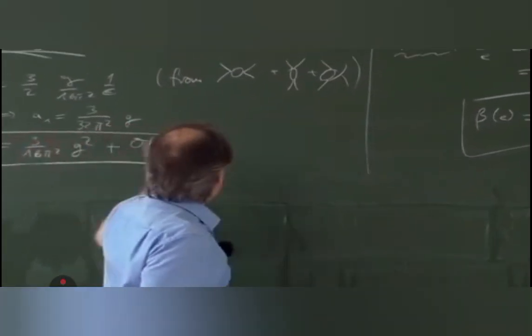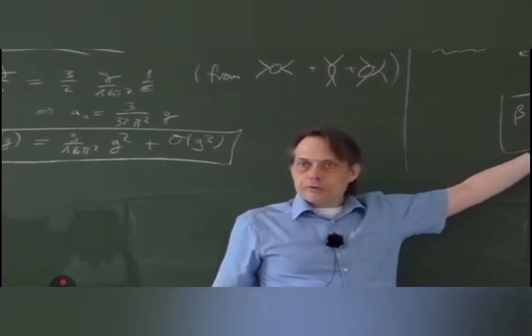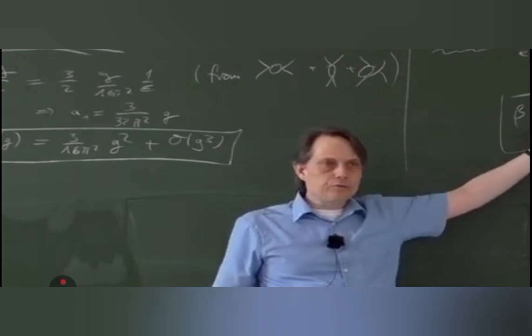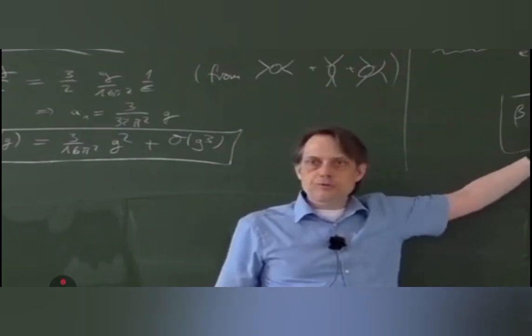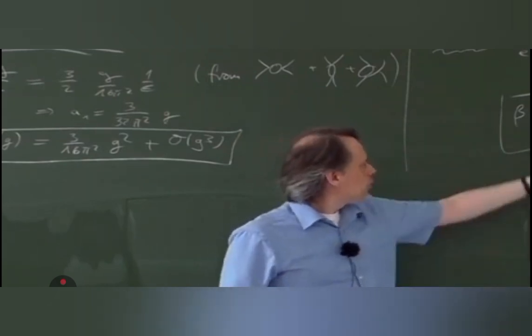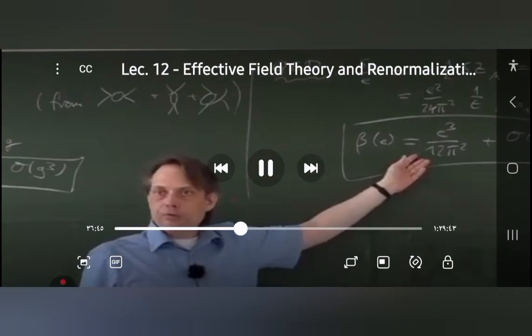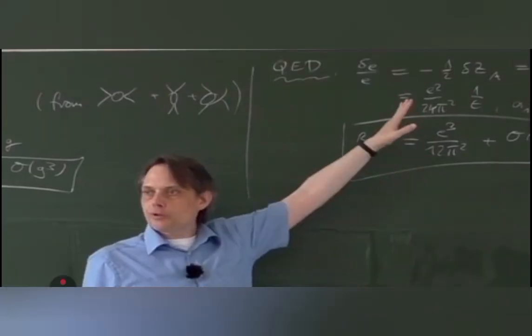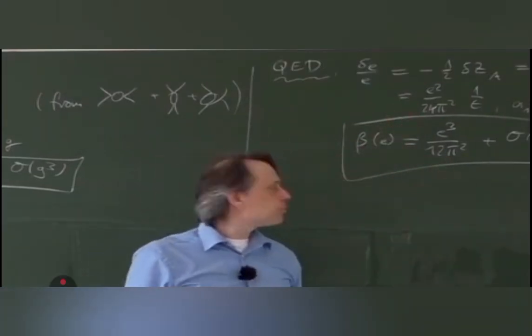Again, the beta function depends on the coupling itself. And by the way, in both cases, it is of higher order. So the beta function is, of course, a power series in the coupling, and it starts at the one-loop level. And again, here the beta function is positive. So if μ increases, the running coupling will increase as well.